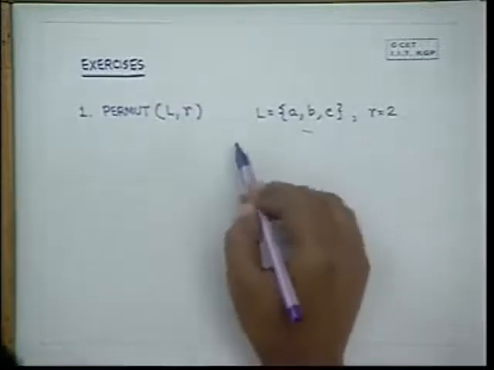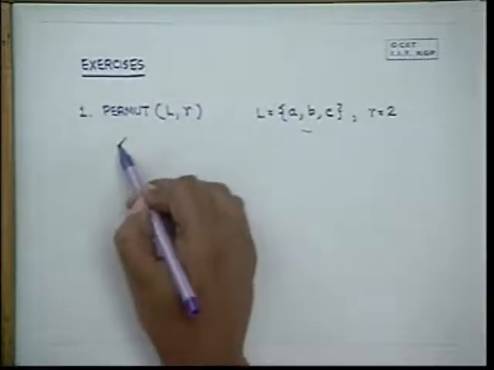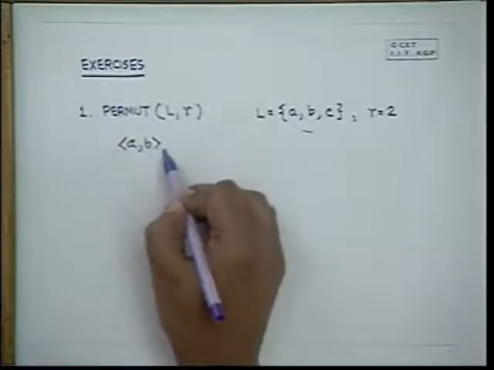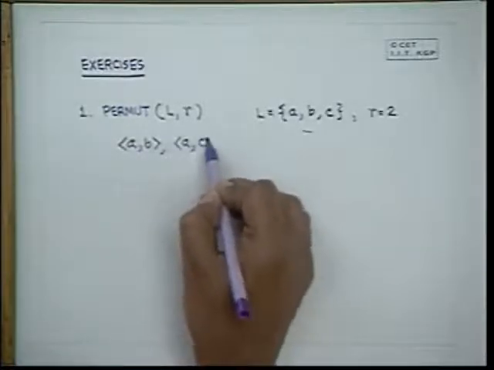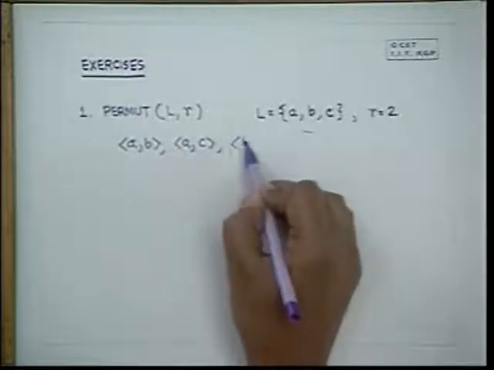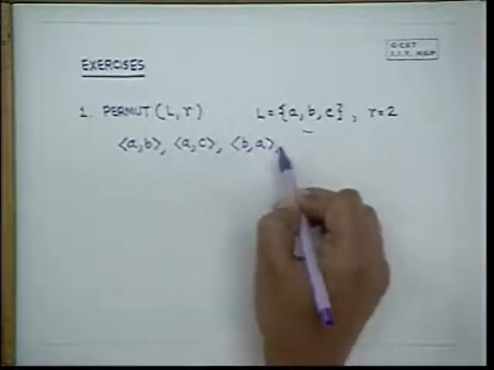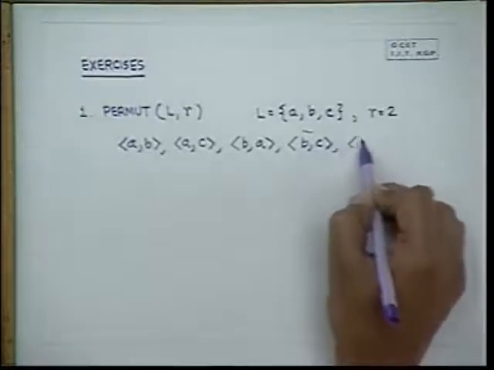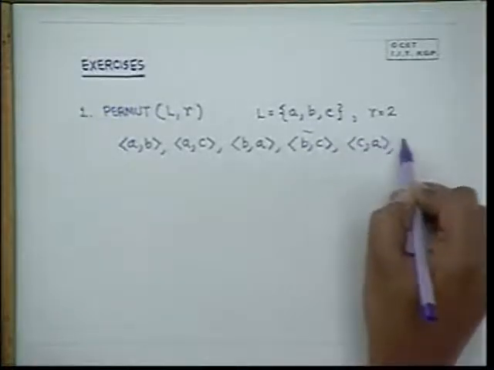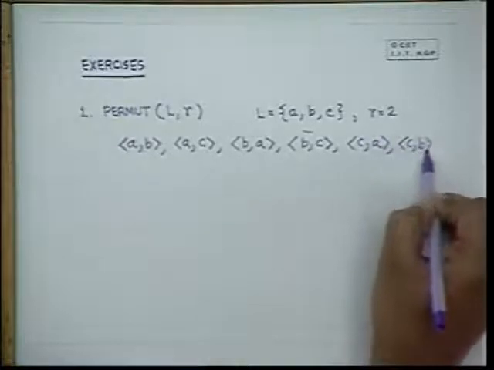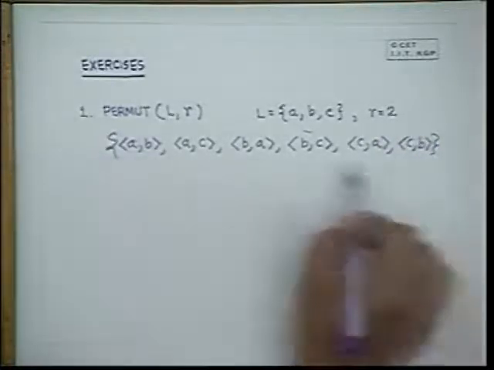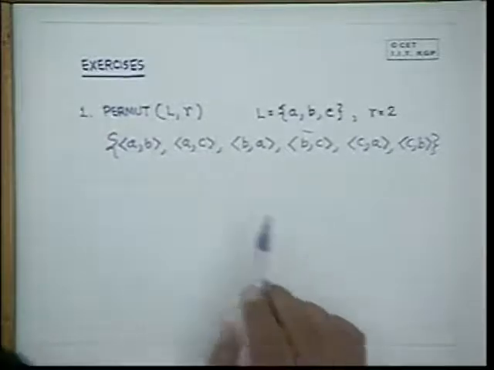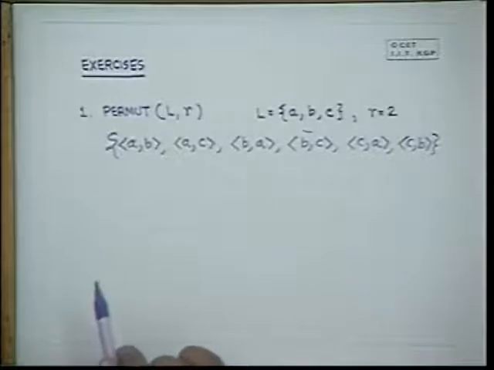In this particular case, the answer is a set of elements AB, AC, BA without repetition, BC, CA, CB. There is no order in each of these elements. You can produce them in any order. That is not the point here. The point is I want all the permutations.